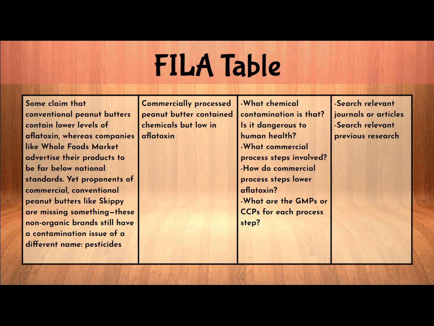The last fact is conventional peanut butter has a lower level of aflatoxin yet has contamination issues, for example pesticide. So our idea is commercial peanut butter contains chemicals but a low amount of aflatoxin. So our learning issue is what is this chemical contamination, is it dangerous to humans, and what is the process involved which can lower this aflatoxin. So we do the action plan by researching journals.